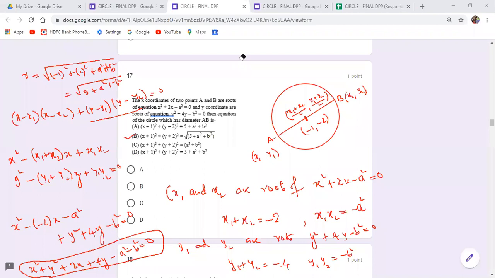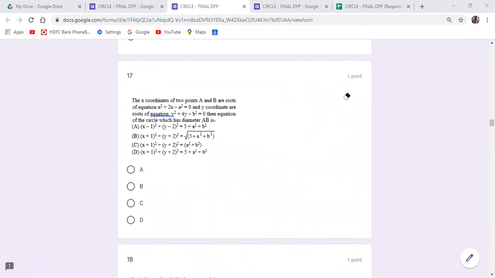Understood? Yes, sir. Everybody followed the sum? You noted? Either you can complete the square here also. If you complete the square, you'll come to this answer, B. This is an important question, 17. Can I clear? Yes, sir. Somebody asked for 16.